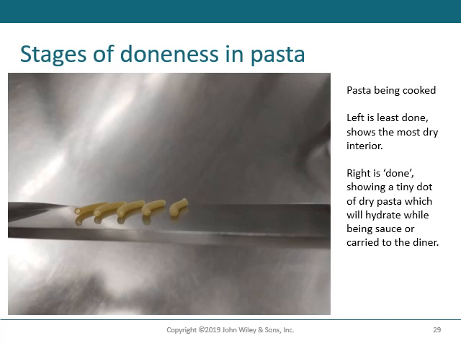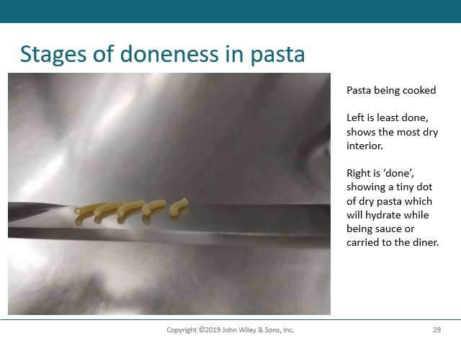So you want to pull it out right when it has just the tiniest dot of dryish pasta in the middle, and then the moisture, which is greater on the outside than the inside, will equalize from the outside to the inside, and you'll end up with a nicely cooked noodle all the way across the noodle, wall to wall. It'll be a nice texture.